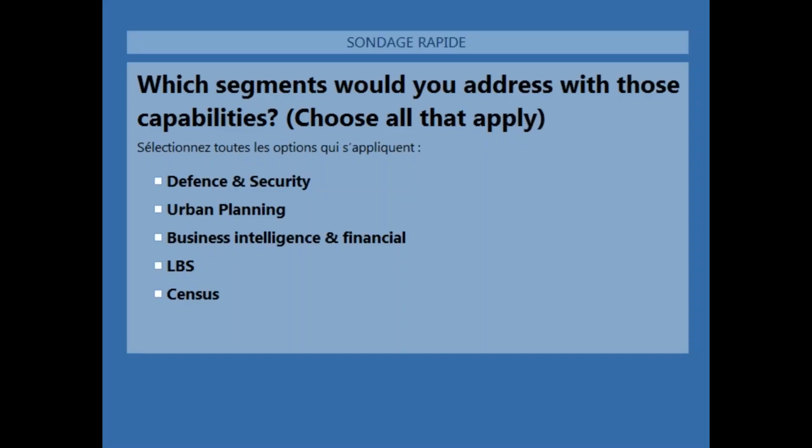Okay, so now time for our poll number 2. We are interested in knowing more about which segments you would like to address with those capabilities. You can select all options that apply to you: defense and security, urban planning, business intelligence and financial, LBS, and lastly, census.